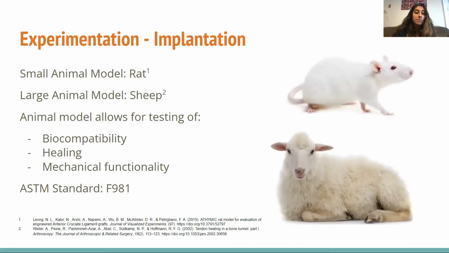For our small animal model, we chose a rat, and for the large animal model, we chose a sheep based on previous literature. So we're going to test for biocompatibility, healing, and mechanical functionality using the previously mentioned tests and assays. We would perform a graft harvest to do in vitro testing, but before this, gait analysis can be performed as in vivo testing after the surgery to check for proper mechanical properties in the healed tissue.